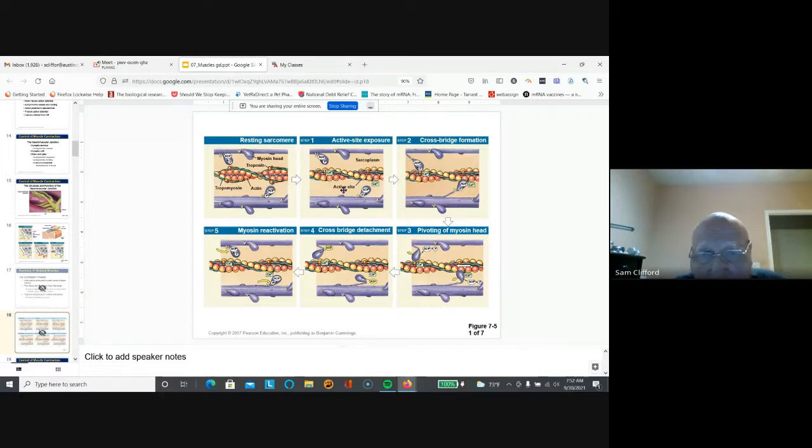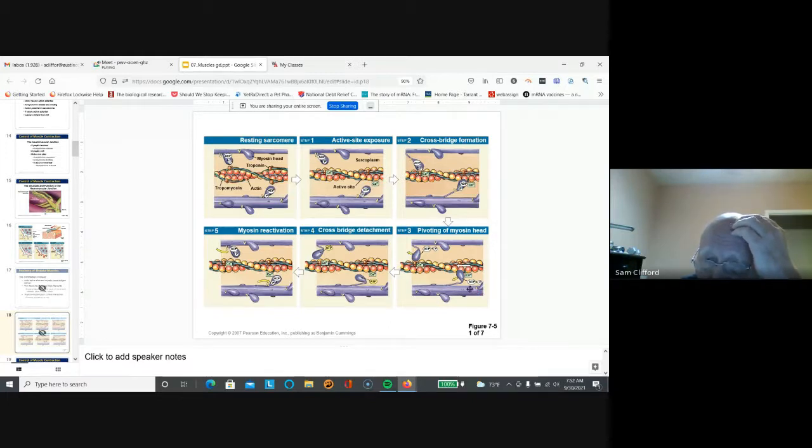That's going to cause rotation of these tropomyosin fibers to allow the myosin head to attach to the binding sites on the actin. Once that happens, the myosin heads will use their energy they got from ATP, release adenosine diphosphate with phosphate.